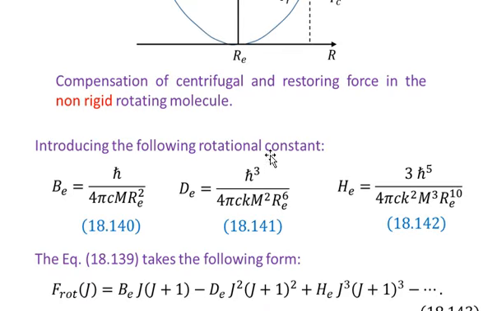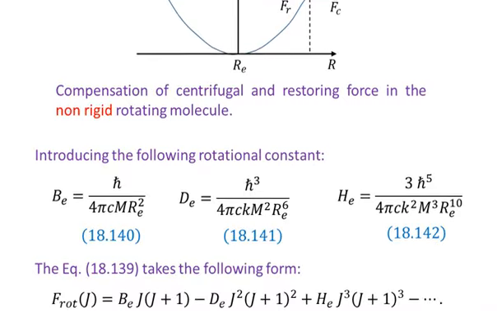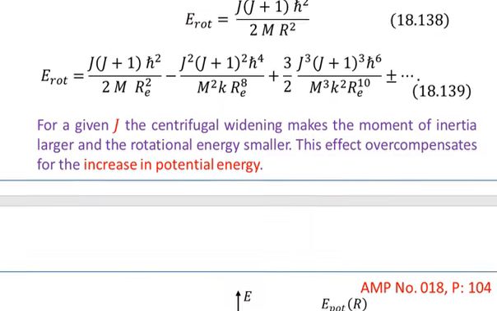Introducing the following rotational constants, Be is equal to h bar over 4 pi c m Re to the power 2, and then De is equal to h bar cubed divided by 4 pi c k m squared Re to the power 6, and then He is equal to 3 h bar to the power 5 divided by 4 pi c k squared m to the power 3 Re to the power 10. These are the three constants that I am going to introduce in the expansion that I have shown over here, that is in this expansion.